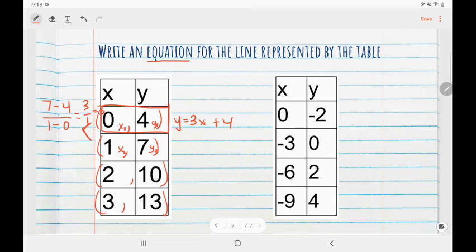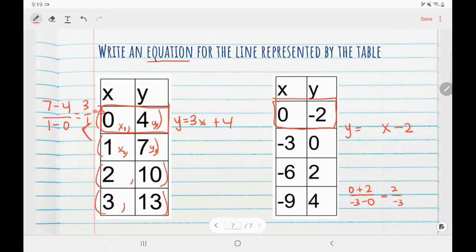All right. So y is equal to something x. I can identify my y-intercept. The x value is 0, minus 2. And let's calculate the slope. 0 minus negative 2. Notice I changed that to a plus 2. When I minus a negative, that turns into addition. Divided by negative 3 minus 0 equals 2 over negative 3.